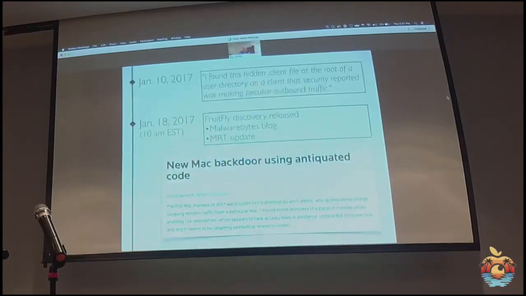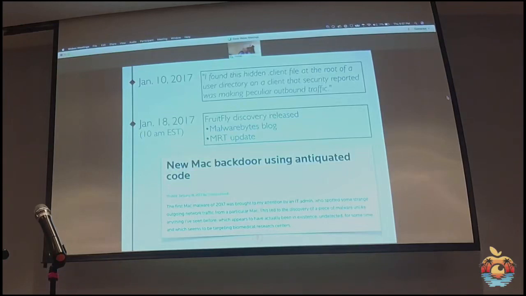So then a few days later, January 10th, I learned about this malware from the MacAdmin Slack, one of the channels there. Somebody that I knew posted a message saying that he found this hidden file at the root level of the user directory on one of his systems. And this was at a Midwestern medical center connected to a university. And he was curious what this thing was and what it was doing. And so he provided me with a copy of the file.